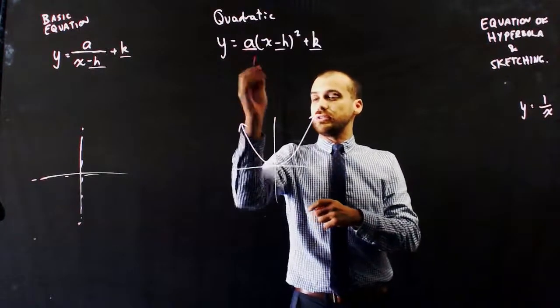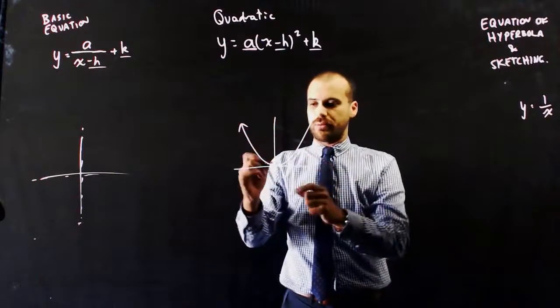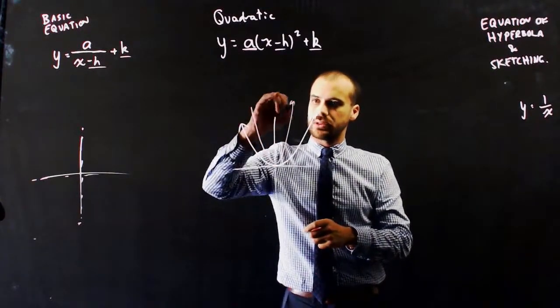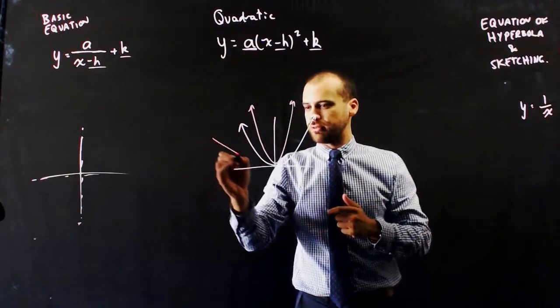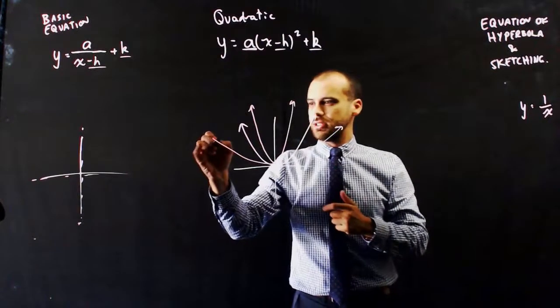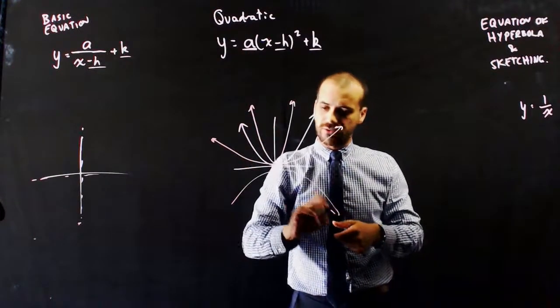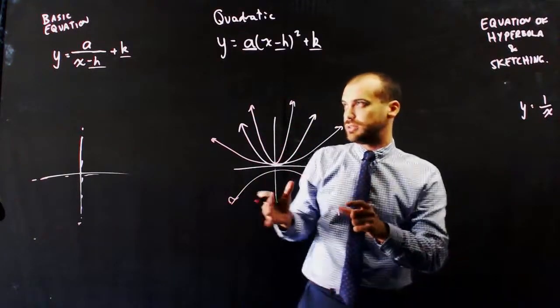The a value changes how squashed up our parabola is. So if you've got a high a value here, it's going to look like this. If you have like a fractional a value, like a half, it's going to look like this. And if you have a negative a value, it's going to flip. Oops, it's going to flip your quadratic upside down.